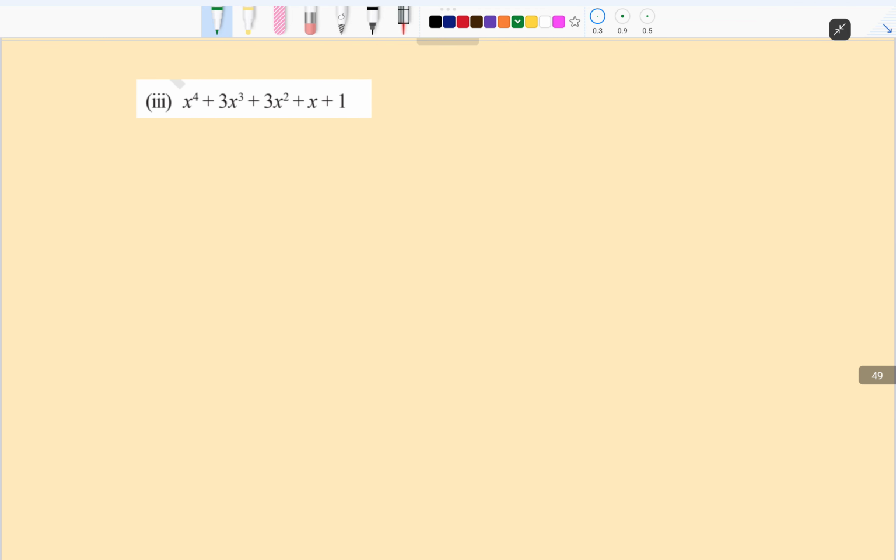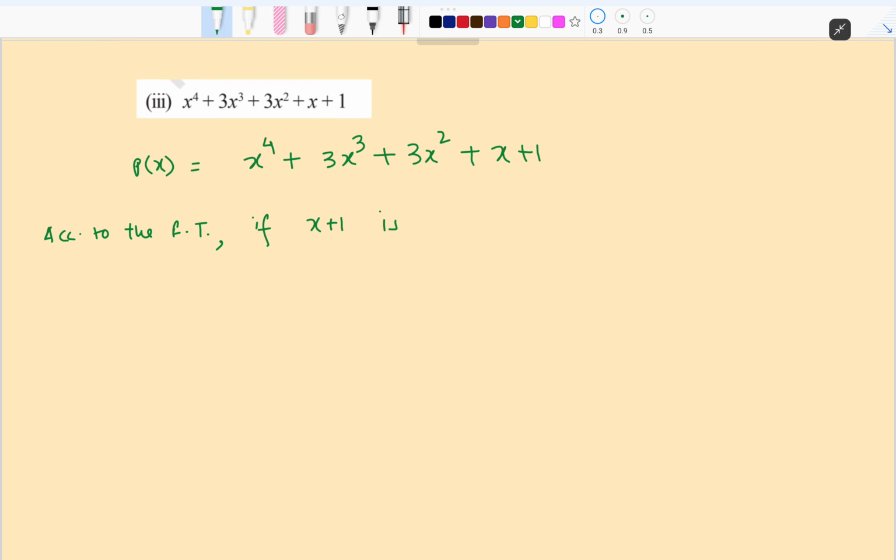Apply the factor theorem. p of x is equal to x to the power 4 plus 3x cube plus 3x square plus x plus 1. Now what do we have to do? Simply apply the factor theorem. According to the factor theorem, if x plus 1 is a factor, then p of minus 1 will be equal to 0.